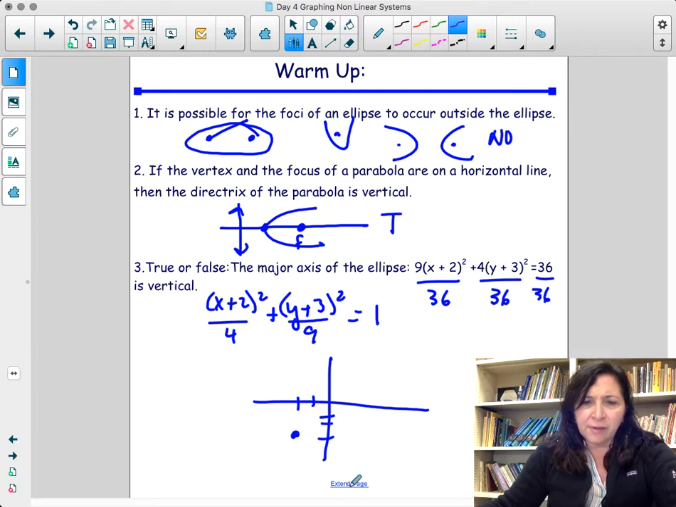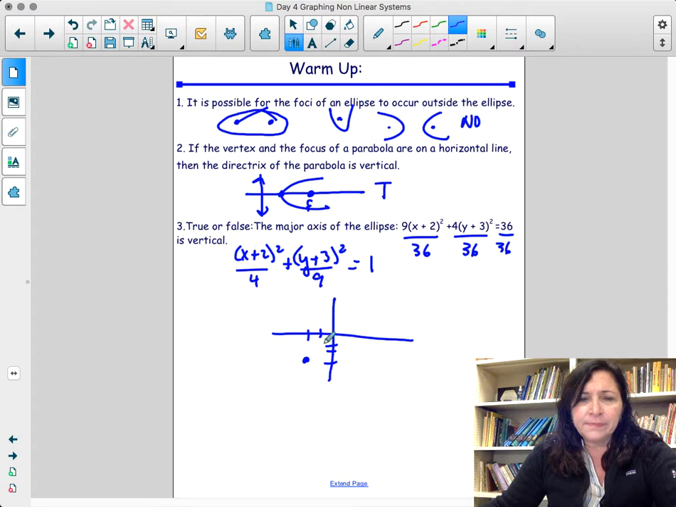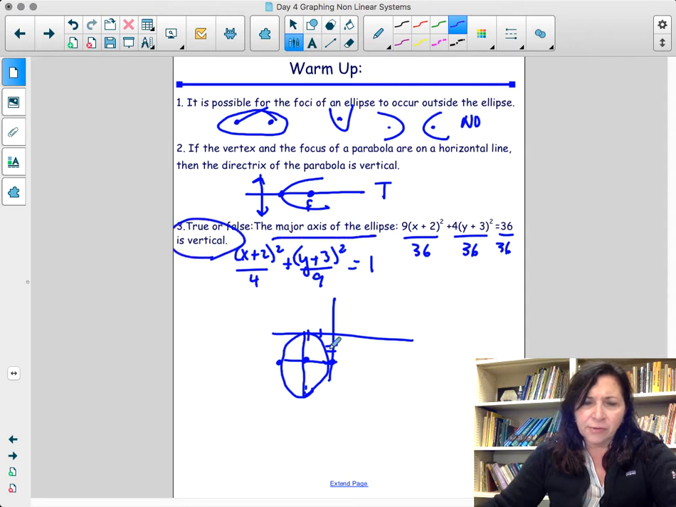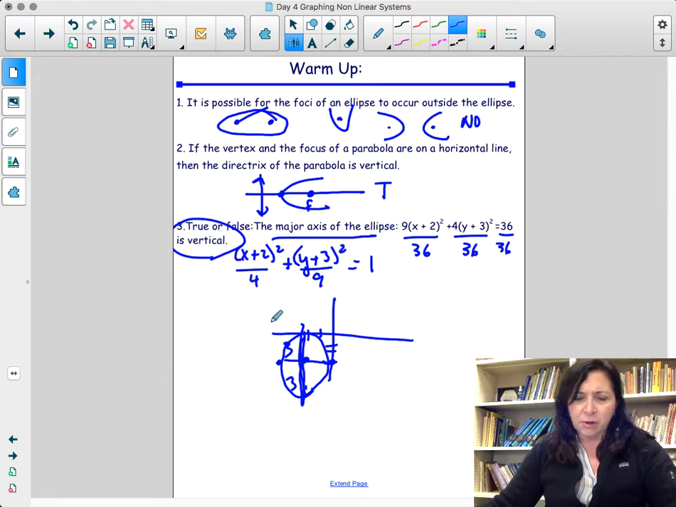There's that vertex or center. In the x direction, I'm going to go the square root of this value, which is 2. So there's that point and this point. In the y direction, I'm going to move up vertically the square root of 9, which is 3. So up 3, down 3. And so this is an ellipse. Looks like my graph looks like this. This distance is 4, this distance is 6. The question is, the major axis is vertical. So yeah, this is the longer axis because this is 3, this is 3. So it is vertical. So that's true.